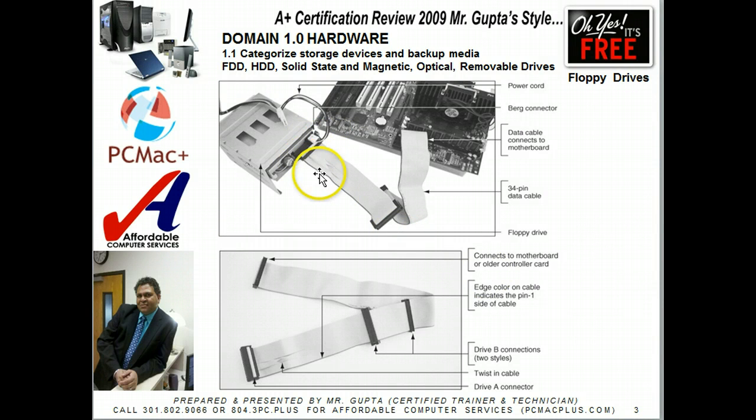Again, here you can see a floppy cable connected. This is the power connection, which is Berg. This is a twist right there. So this floppy would be called A, and this floppy connection would be called B, and then the cable is going to your motherboard. Same thing in this picture, they're showing the twist right there, which is telling you this is the A drive, and then the next connection would be a B drive. You may have two more connections there, but this connection is probably a bigger connection, which is for the 5.25 inch floppy drive, and this is for the 3.5 inch floppy drive.